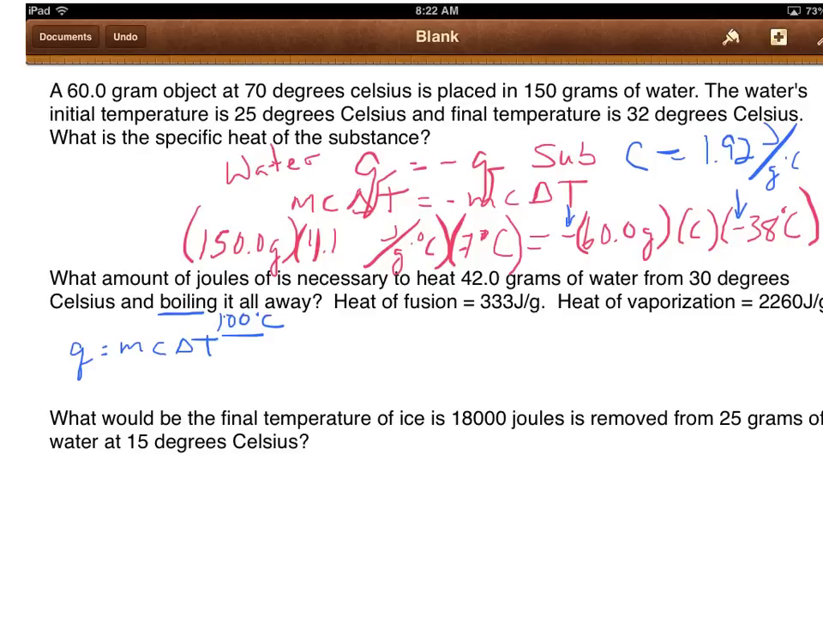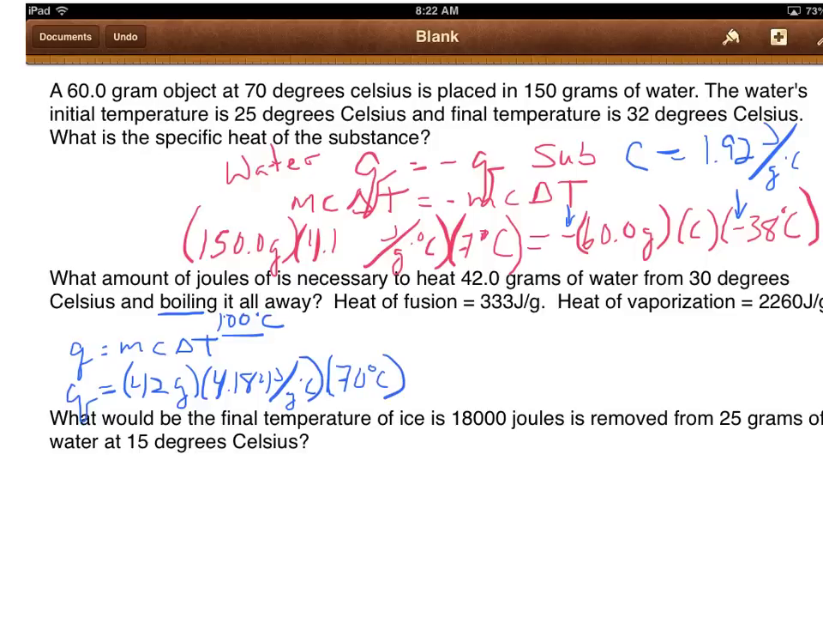And we'll start with that. And the first Q value we get is the mass of the water, 42 grams, times the specific heat of water, which is 4.184 joules per gram degree Celsius. Now times the delta T for water, and the delta T is a final temperature we said was 100 minus the initial temperature, which is 30. So the water has gained 70 degrees Celsius.